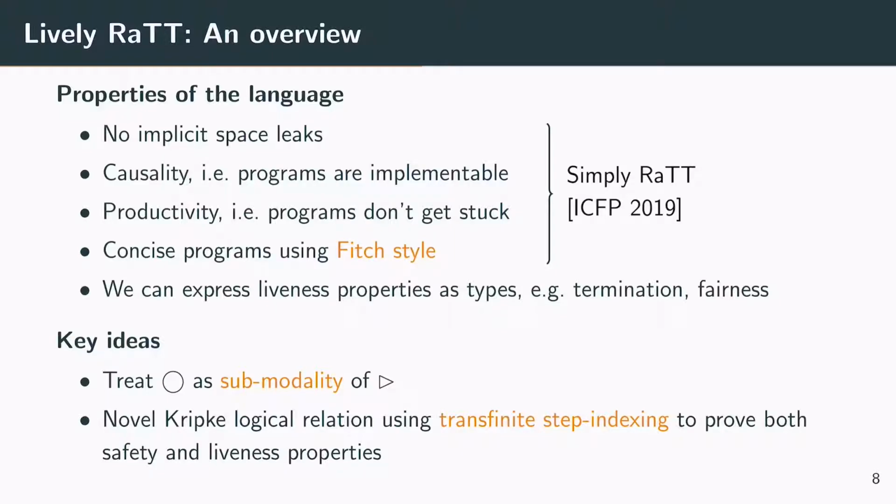And secondly, to actually prove the liveness properties, we use a cryptological relation that uses transfinite step indexing. Right? So cryptological relations are very good for proving safety properties, so causality, productivity, and so on. But so far, they have not been used to prove liveness properties. And to do that, we use transfinite indexing.